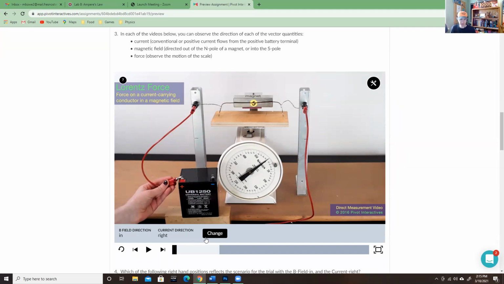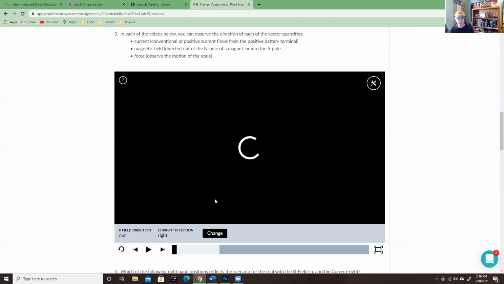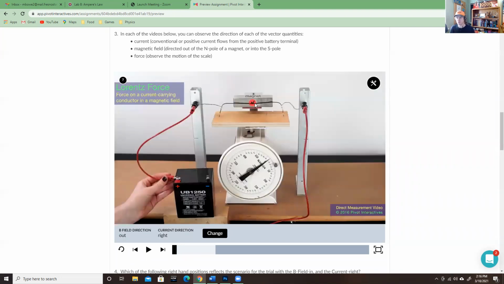Let me switch to the other one. We could change the current direction, and we could change which side of the magnet is showing. So if I go to out like this, go to load, now you can see that's a red sticker that has an N for north. This is the north side of the magnet. I'll go over a bit of this in my notes in a minute.